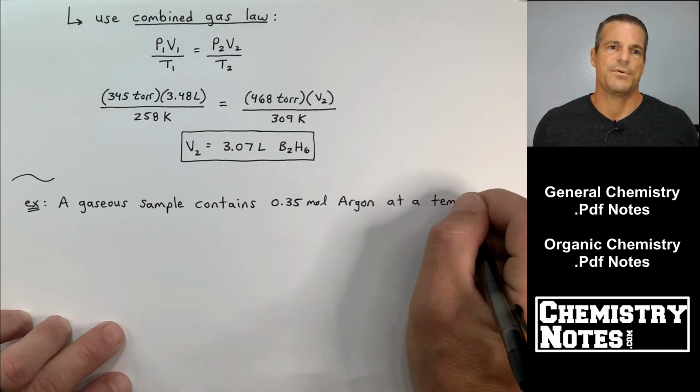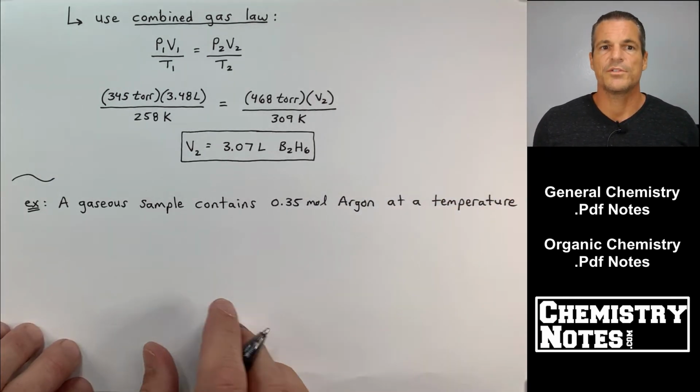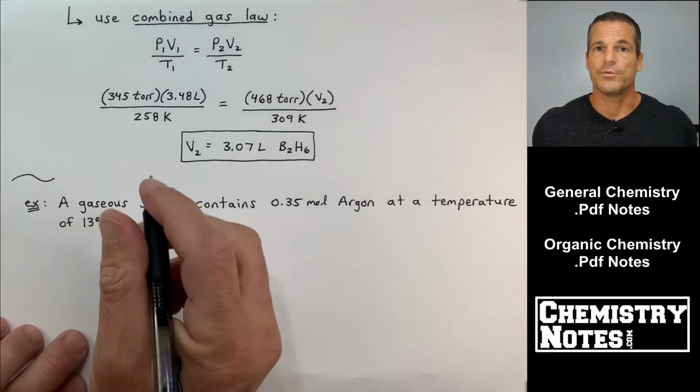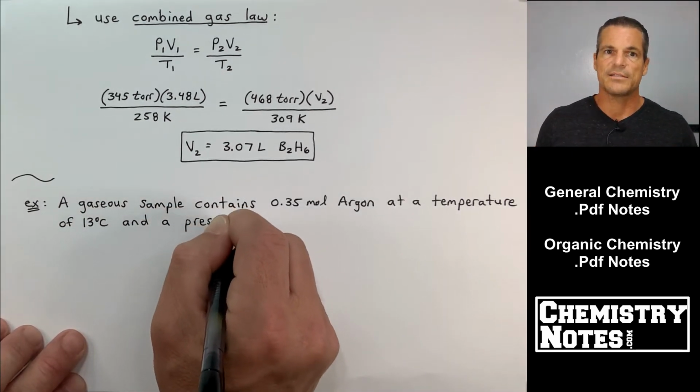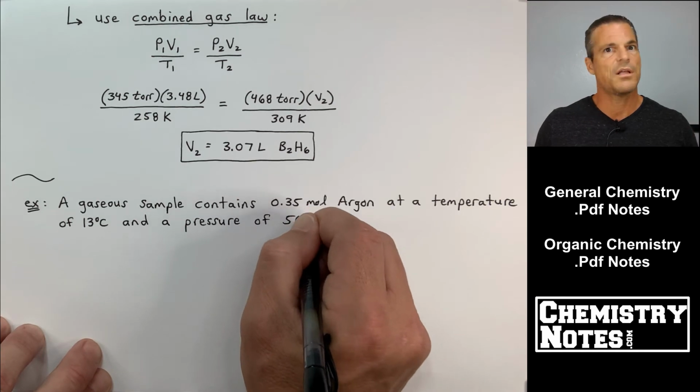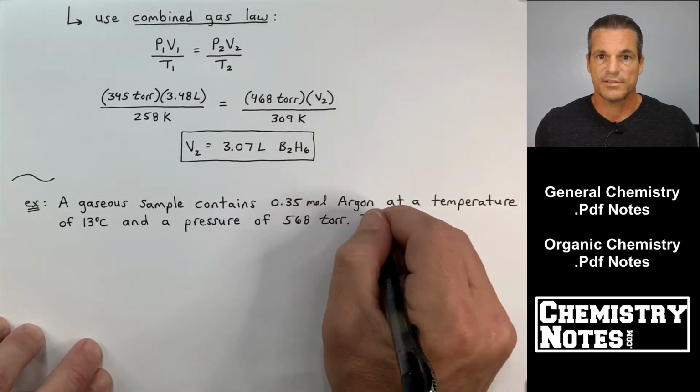All right, another example here. We don't know what we're going to use. We're going to read the problem and then determine, do I need the ideal gas law? Is it combined gas law? Is it Boyle's law, Avogadro's law, Charles' law, etc.? So let's see what they give us.